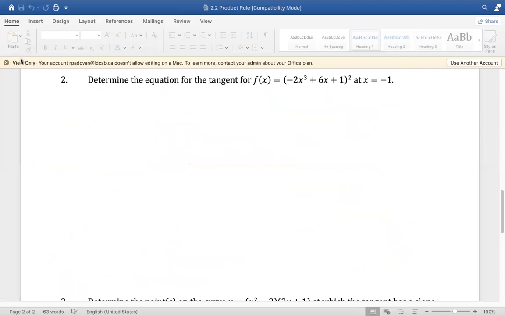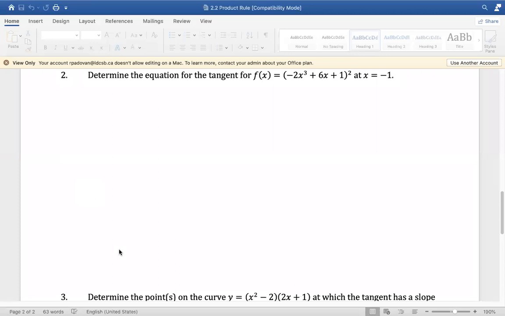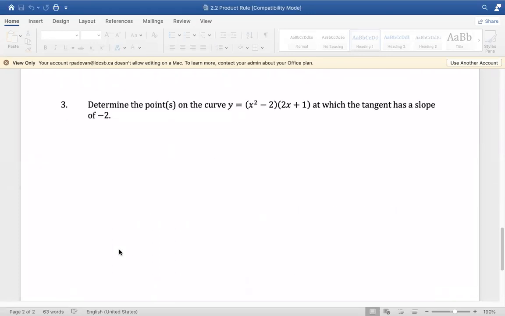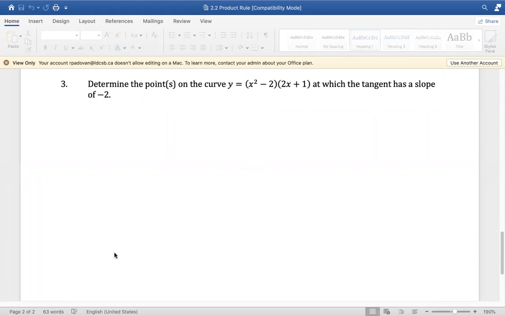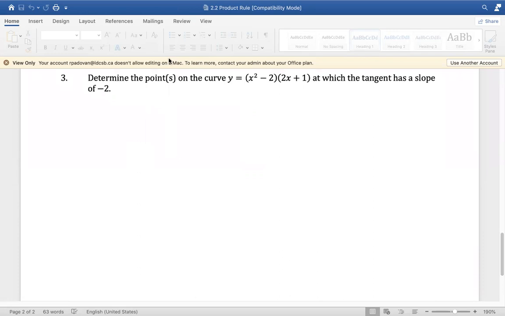One more. This one I may run out of room. If I can zoom out a little bit here. Yeah, I can't. Okay, I'll just do my best. I might have to erase and keep going.